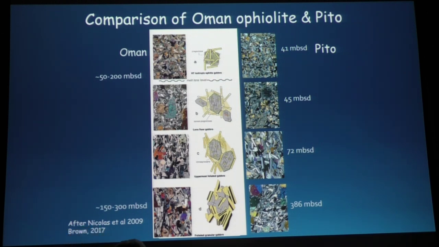And that's comforting, because some people will always turn around and say, well, ophiolites are not real oceanic crust. So if we can ground truth the top of Oman to Pito, then maybe we can use the bottom of Oman to give us the stuff that we can't get to at Pito Deep.